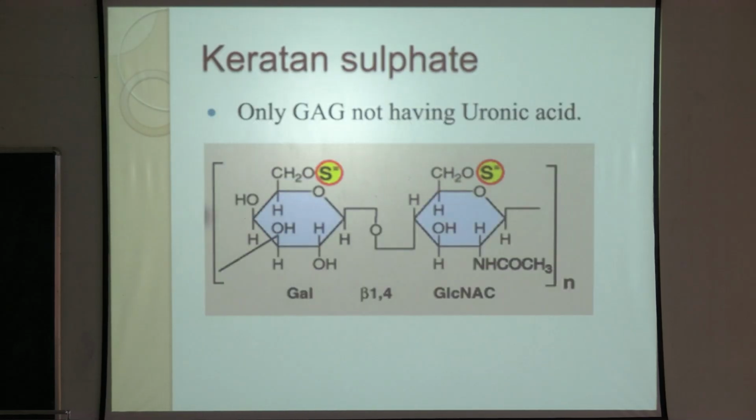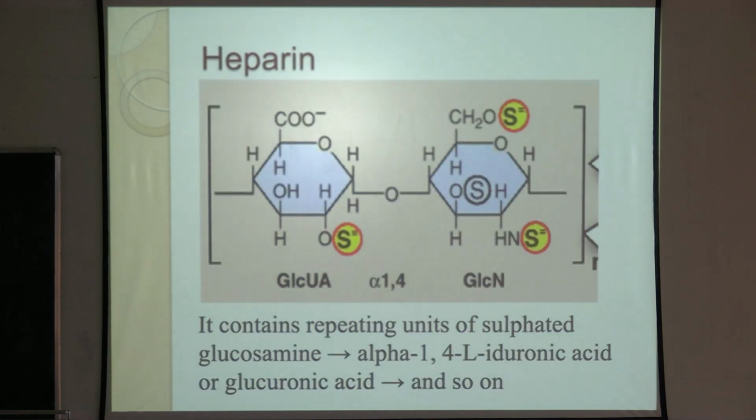Okay, next. Keratan sulfate is the only GAG not having uronic acid or acid sugar. So this is simple galactose, sulfated galactose. This is not glucose, this is galactose, connected by beta 1,4 with N-acetyl glucosamine. Keratan sulfate is made up of galactose and N-acetyl glucosamine connected by beta 1,4. Clear? Next.